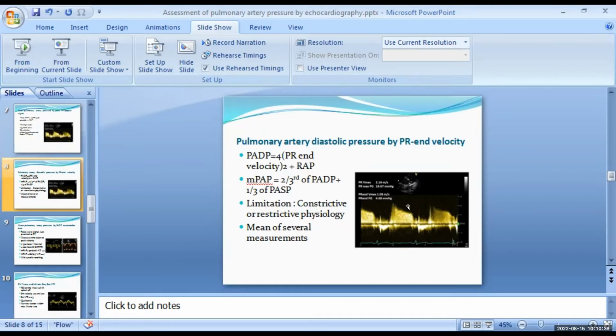How we can use the right atrial pressure? Right atrial pressure can be assessed by the assessment of the IVC. We have to see the IVC dimension and the respiratory collapsibility.